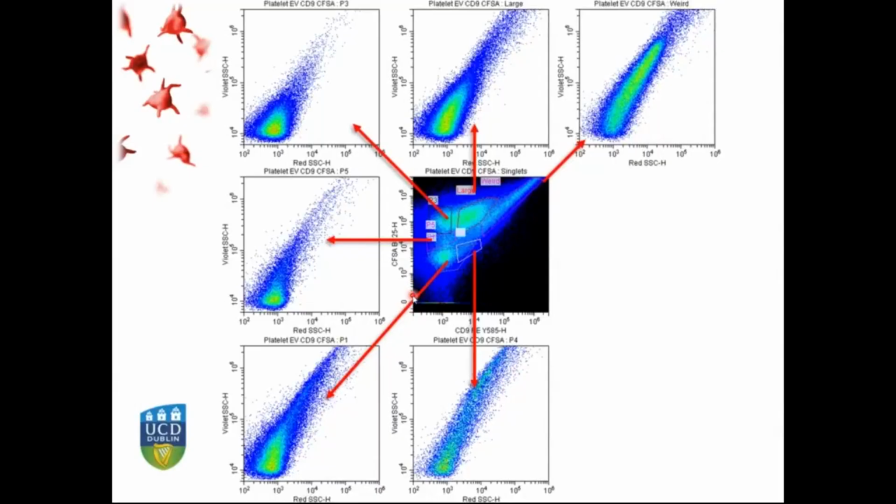Can you sort EVs? Can you do it with ESRT?